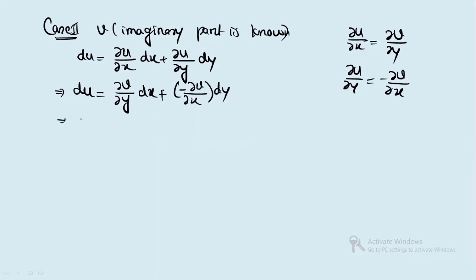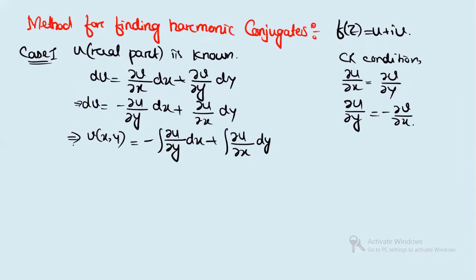So finally, you just do the integration also. So u equals integration of del v del y dx minus integration of del v del x dy. Clear? So this is how you can calculate the real part when the imaginary part is given. And from here you can calculate the imaginary part when the real part is known.